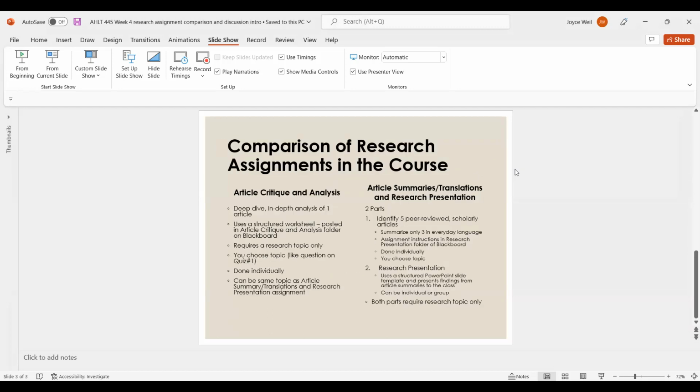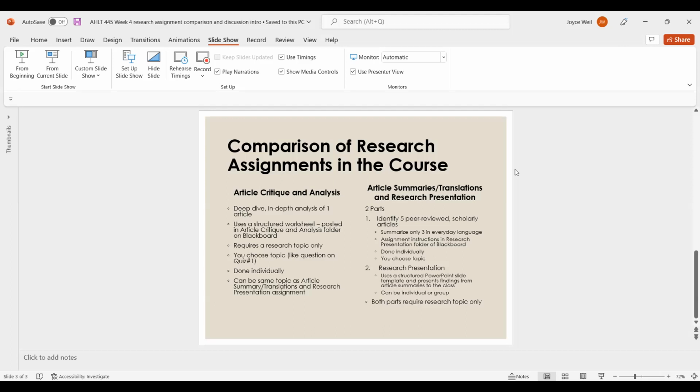And then as we talk about research question, we keep using language about research. I want you to know these 2 things are coming up, but I thought at this point, it's a really nice idea for you to see how they sit together. The article critique and analysis, a deep dive, research topic only, article summaries and translations, and research presentation are synopsis or description or translation of 3 articles that you write up and that you will present to the class in a video presentation that is pre-recorded.